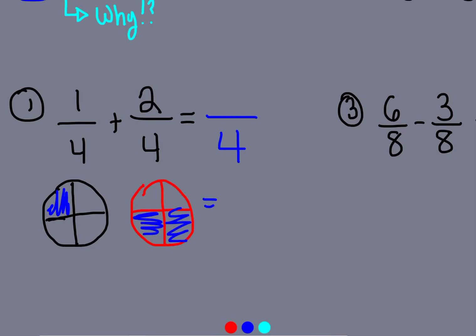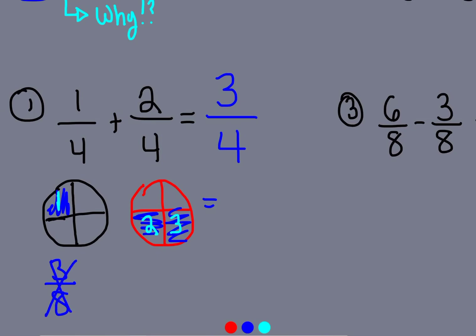Now the question is, how many slices of pizza did you eat? That's pretty easy. You ate this one, and this one. That means that you ate 3 slices out of the 4 on each pizza. It is not 3/8. That is incorrect. Now let me show you why.